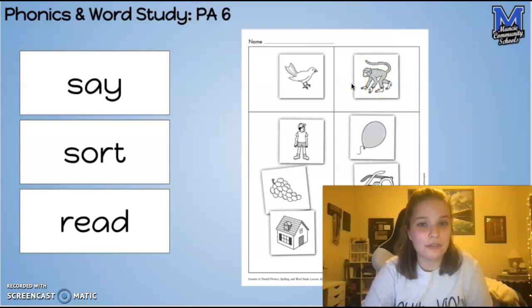You're going to keep going through all of your cards until you don't have any cards left. Make sure you're clapping each word out to find how many syllables. Then when you're all done, you're going to read all of the same syllable cards together to make sure you put them in the right spot.